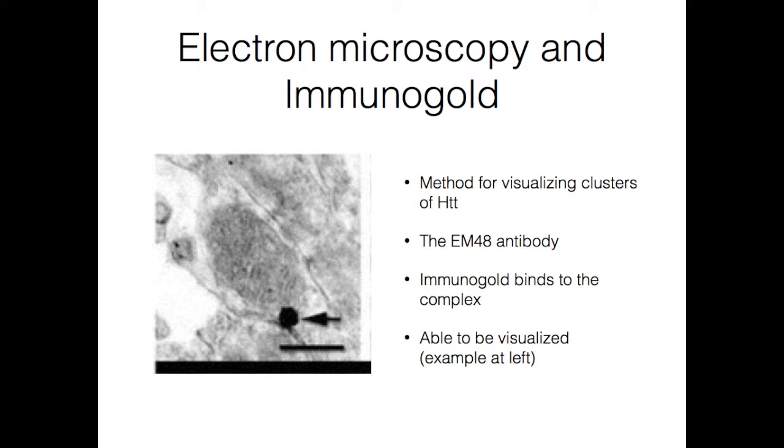So what they did is they used a method involving immunogold particles. These particles bind to an EM48 antibody, which binds to the N-terminal mutant Huntington protein. The immunogold proteins can be viewed using an electron microscope. So on the left, as an example, you can see that black clump, and that's a cluster of Huntington protein.